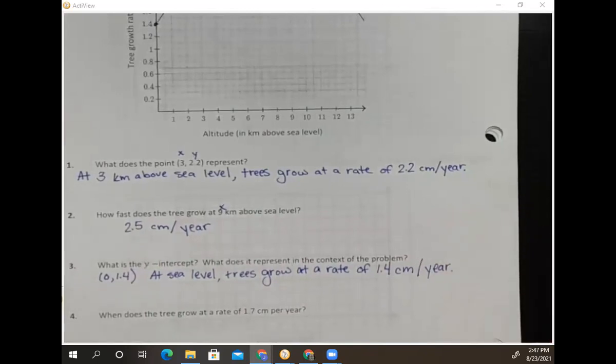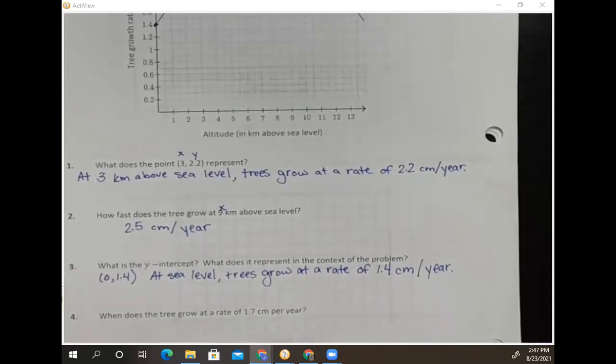Notice I made sure to include both of my labels in my answer. What's my altitude? We're at sea level, or you could also put 0 kilometers above sea level. That would be fine too. And then I put my growth rate. I'm growing at a rate of 1.4 centimeters per year. If I'm ever going to describe what a point means in the context of a problem, it's important that I include those labels because that's the context. Questions for me so far?